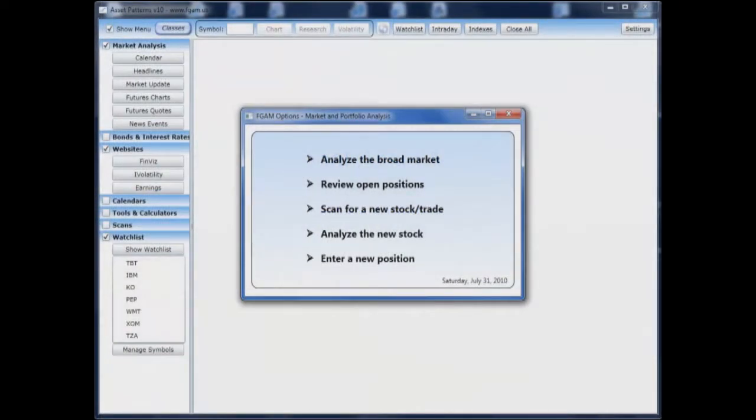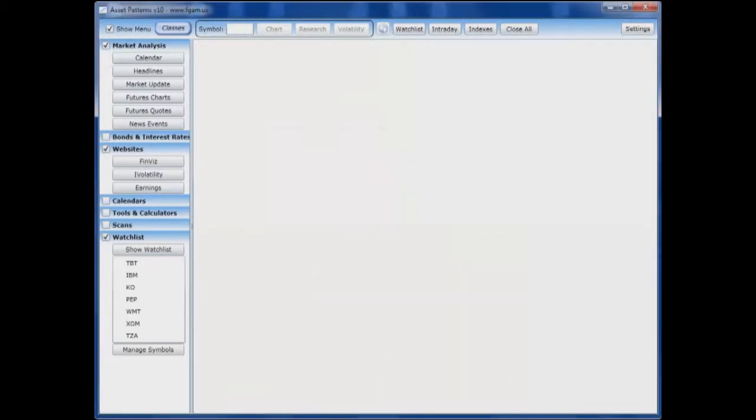Today is Saturday, July 31st, 2010. Today we're going to look at the broader market. We'll review our open positions, then we'll scan for a new stock, analyze that stock, and if it's appropriate, build a new position. We're going to use the AP software to do our analysis.